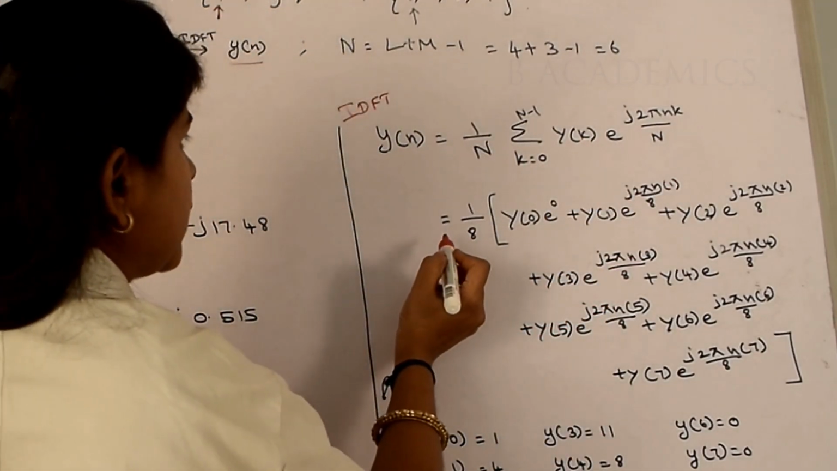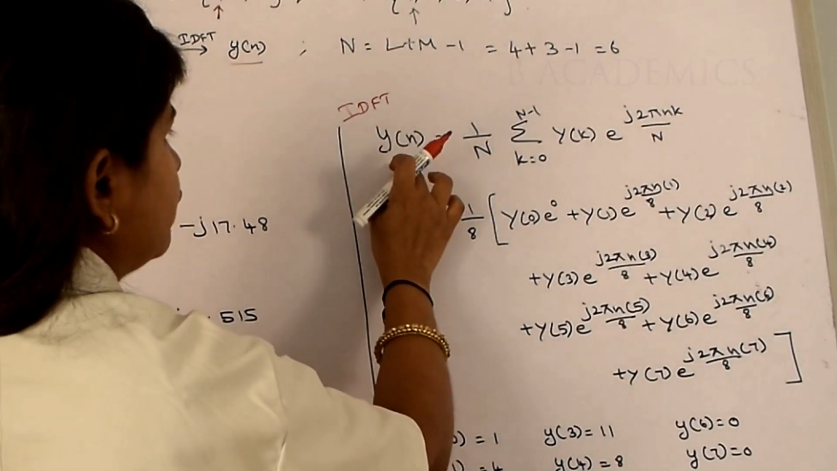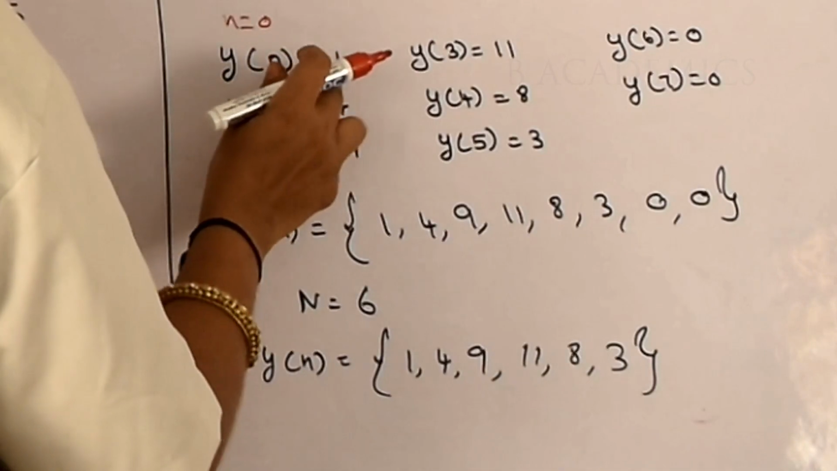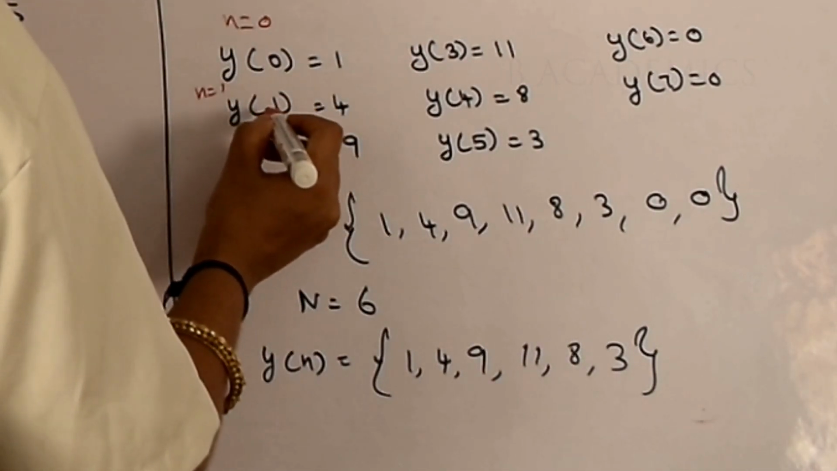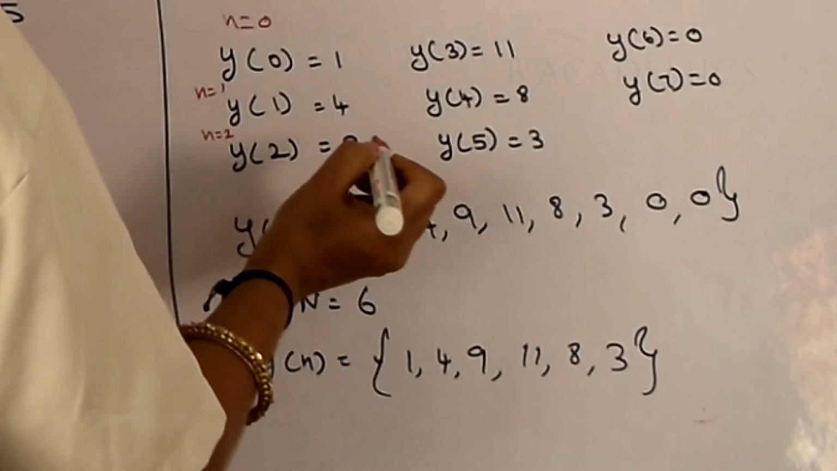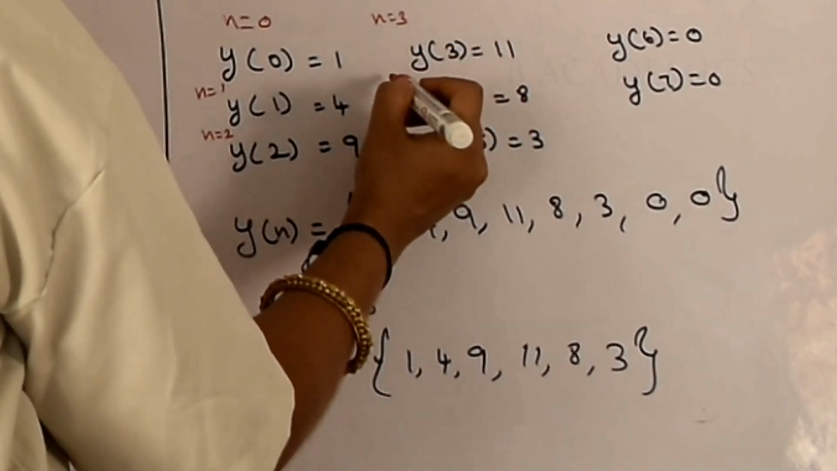Now I am going to substitute the n values in order to find out the response of the sequence. When I substitute n as 0, I am getting 1. When I substitute n is equal to 1, y of 1 will be 4. When n is equal to 2, y of 2 is equal to 9. When n is equal to 3, y of 3 is equal to 11.